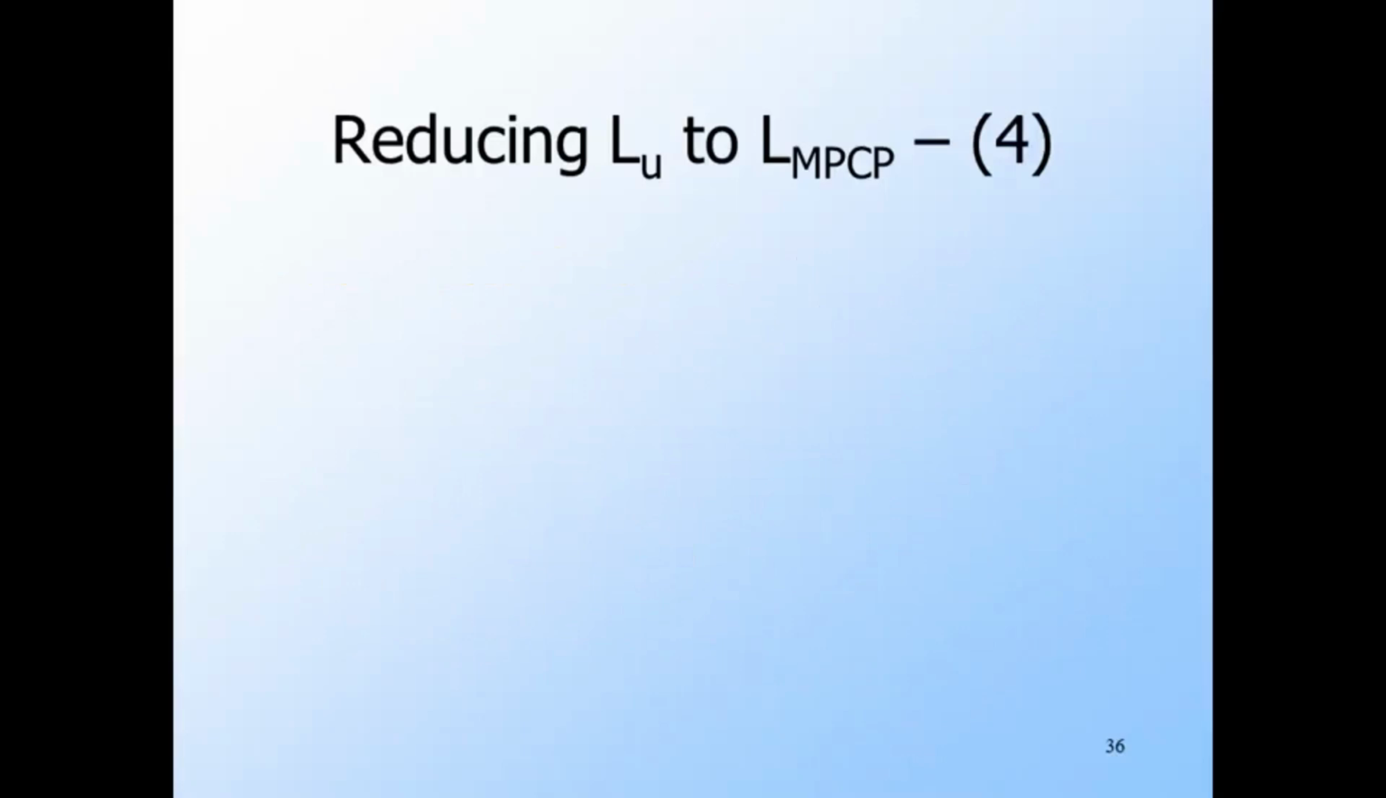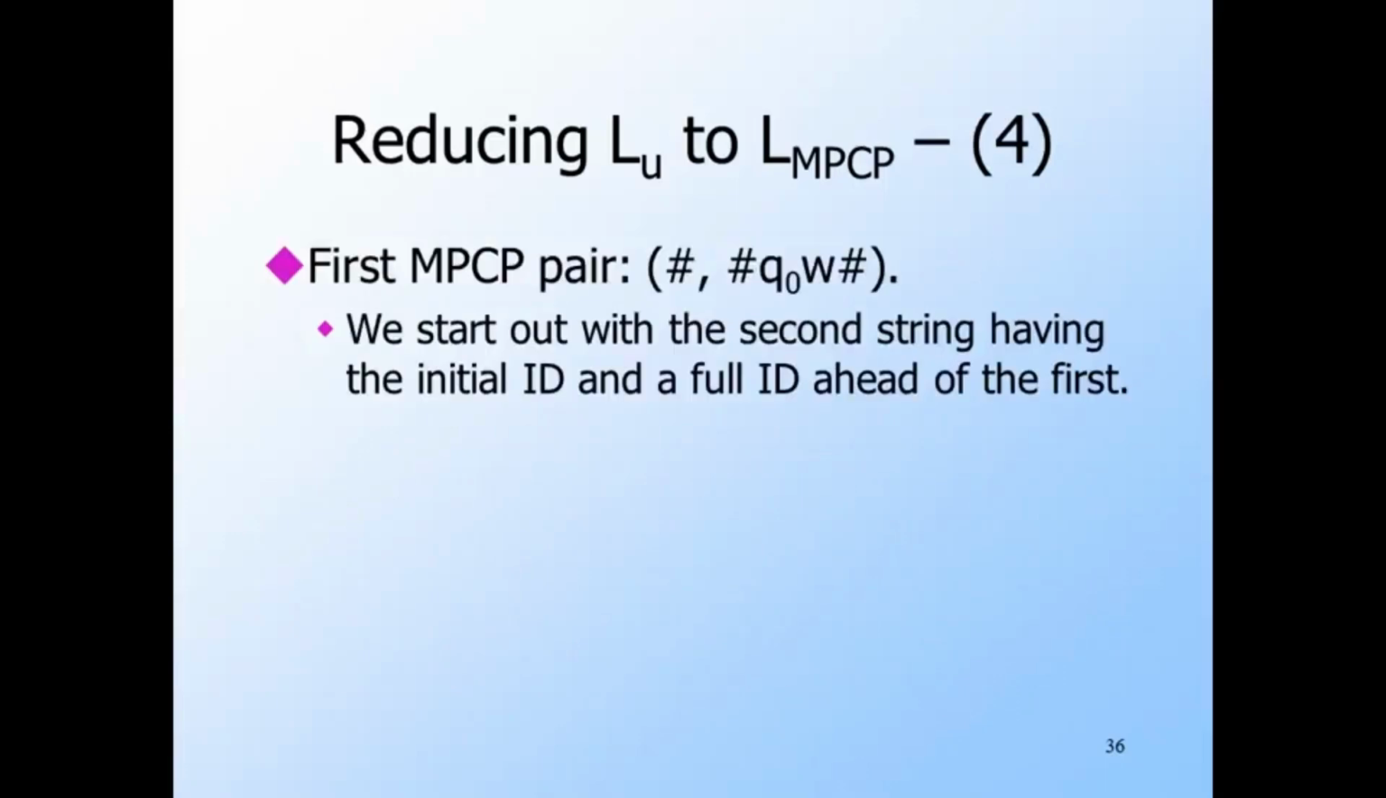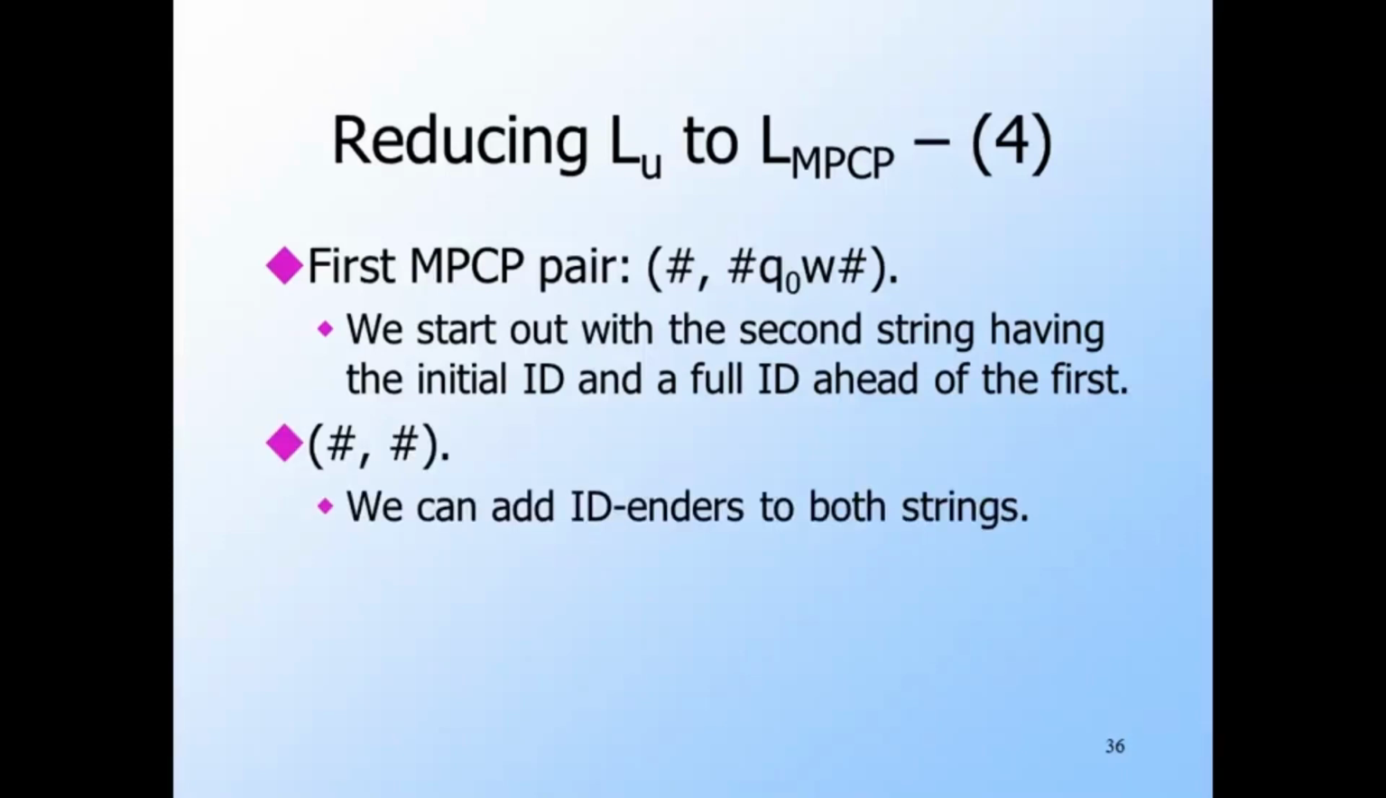Here's the beginning of the construction of the MPCP instance from M and W. The first pair has a first string that is just a pound sign, but a second string that is the entire first ID with input W, surrounded by pound signs. Note that the transducer gets M and W on its input so it can generate this pair. We'll add the pair pound sign, pound sign. It lets us add markers to the end of one ID in the first string at the same time we add it to the following ID in the second string.